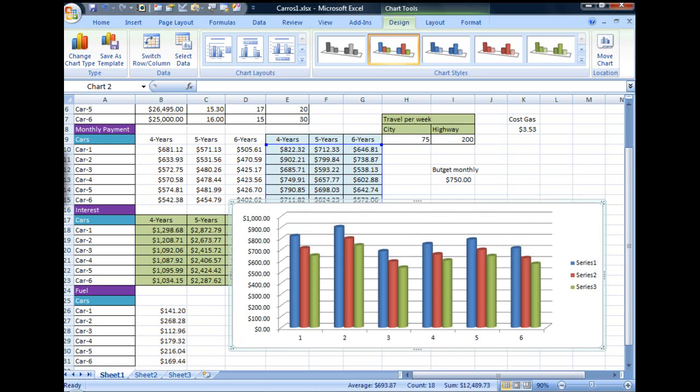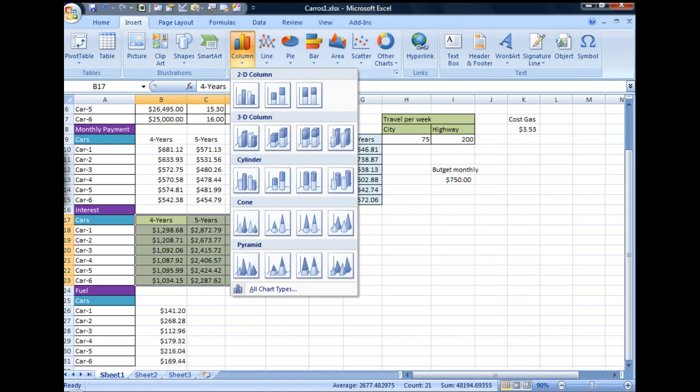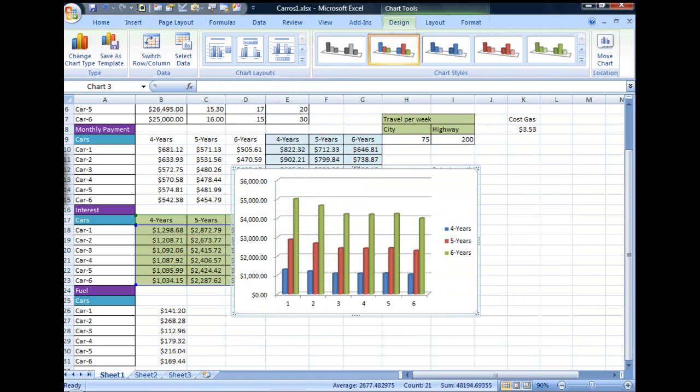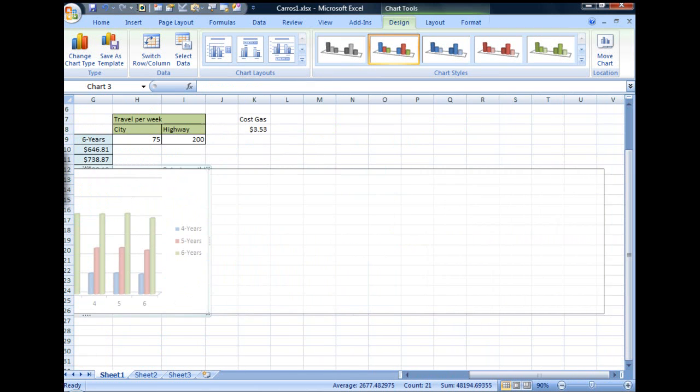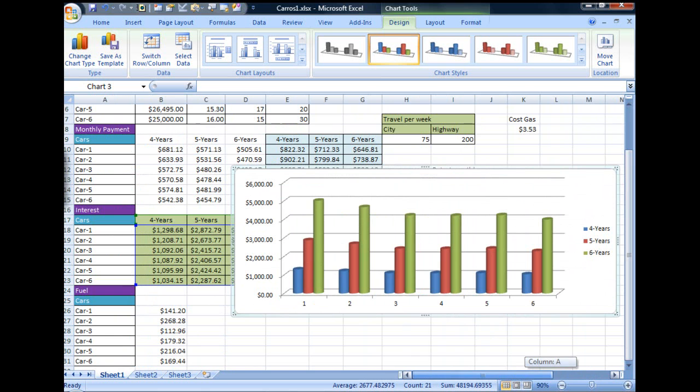And likewise, let me delete this graph. You select this data again and insert a column graph again, the same graph. And this is a graph to help me compare, for example, the interest. And you can compare what is the best option, no?